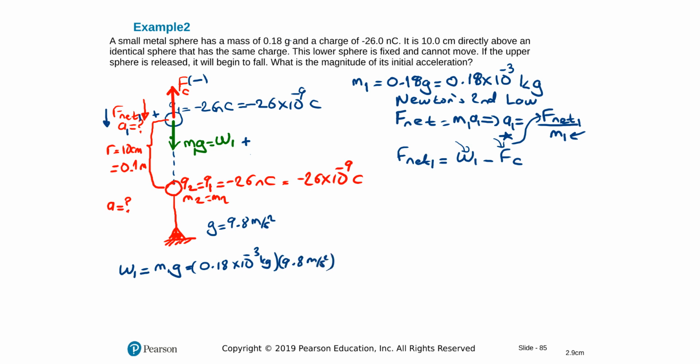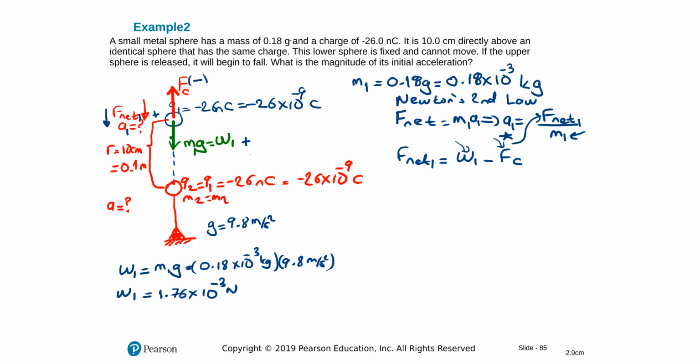I'm going to find my weight, and it will be in newtons. I took everything in SI units. My weight should come out as newtons, the SI unit for force. And that should be 1.76 times 10 to minus 3 newton.